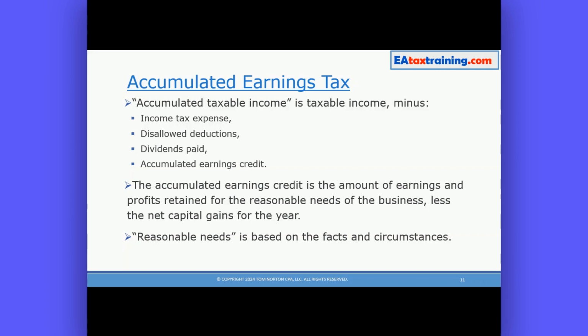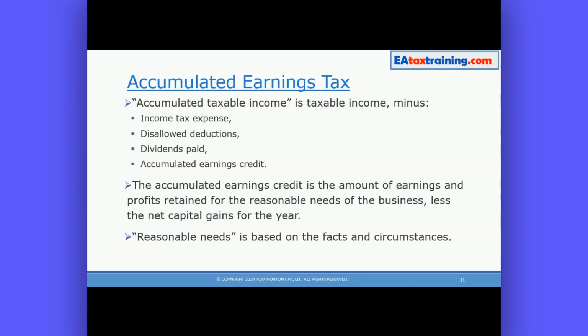Then you subtract any disallowed deductions. So any deductions that were not tax deductible, you do subtract those. Any dividends that were paid out, you subtract those. And then you subtract something called the accumulated earnings credit. The accumulated earnings credit is the amount of earnings that are retained for the reasonable needs of the business, but then you subtract from that any capital gains for the year.